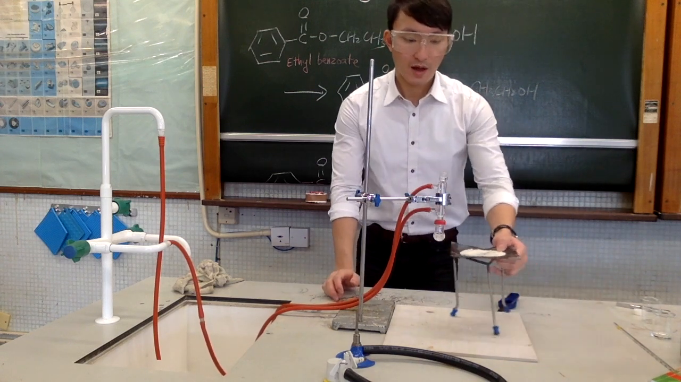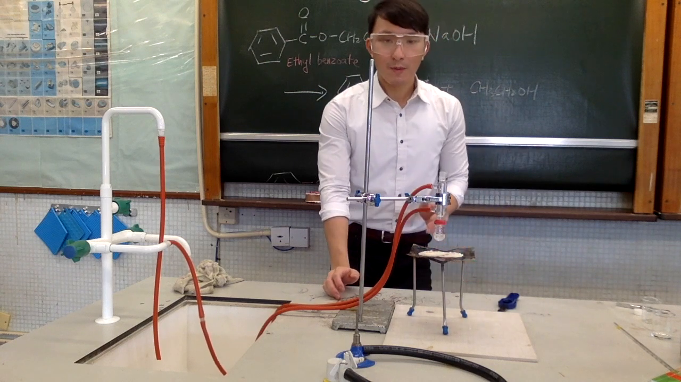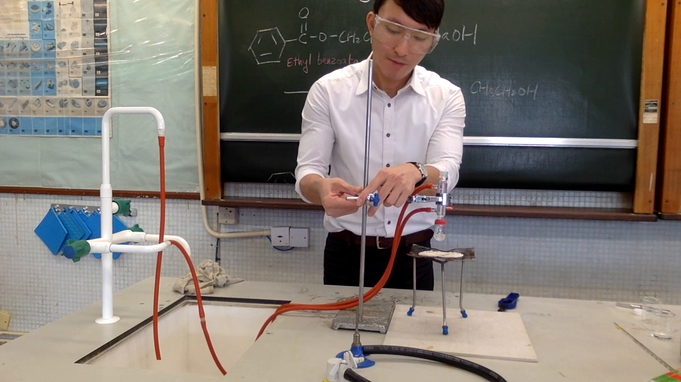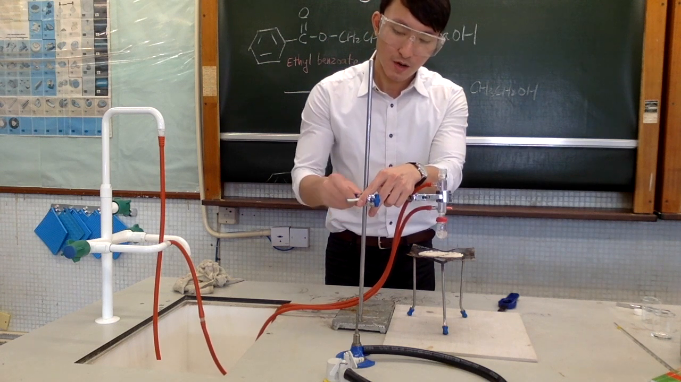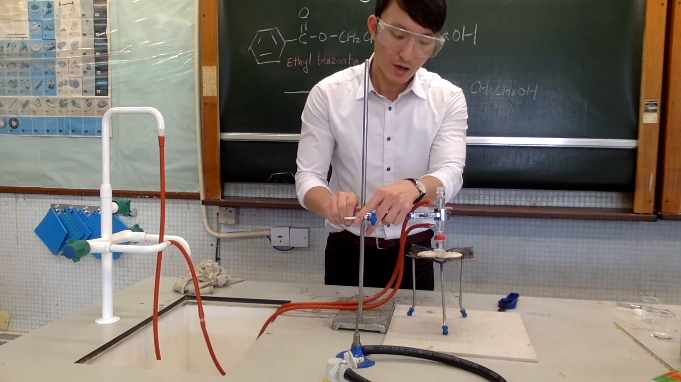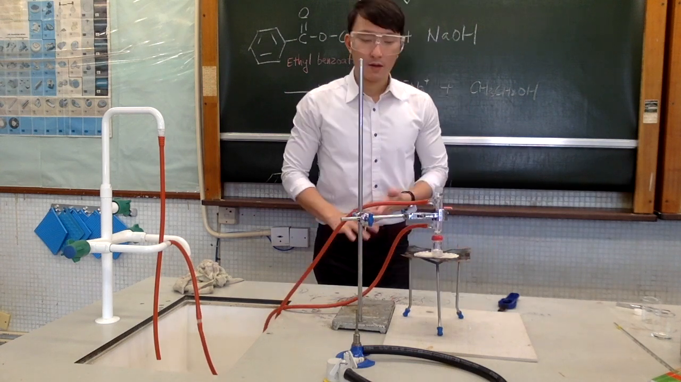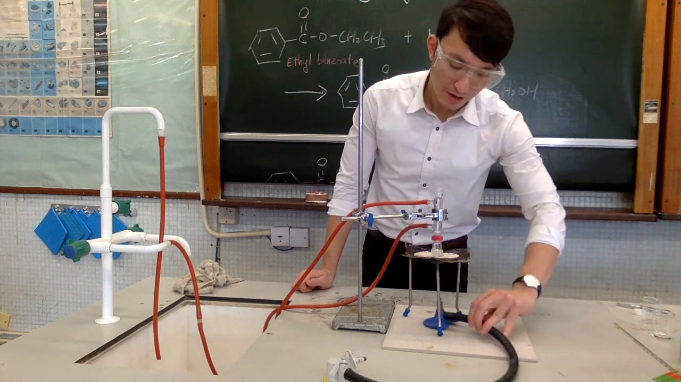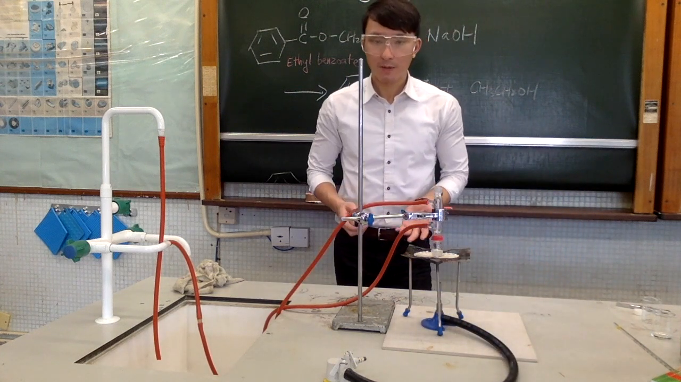Place the tripod and wire gauze below the round bottom flask and adjust the height of the clamp so that the bottom of the round bottom flask is touching the wire gauze. Place the micro burner underneath the wire gauze. Light up a Bunsen burner.